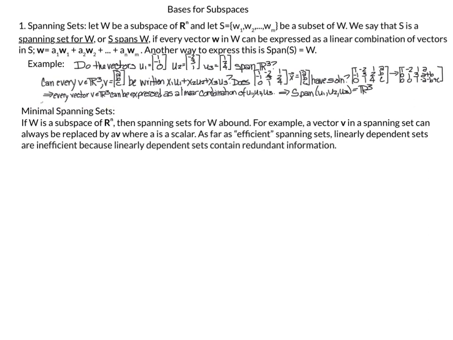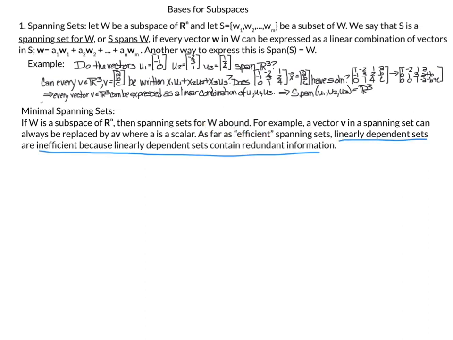In particular, if we have W, which is a subspace of Rn, then the spanning sets for W abound. In other words, once you find one spanning set, you can always just multiply your vectors by some scalar, and you'll have a different spanning set. So you can just keep going, and there's an infinite number of spanning sets. But what we want then is to find an efficient spanning set, and there could be more than one.